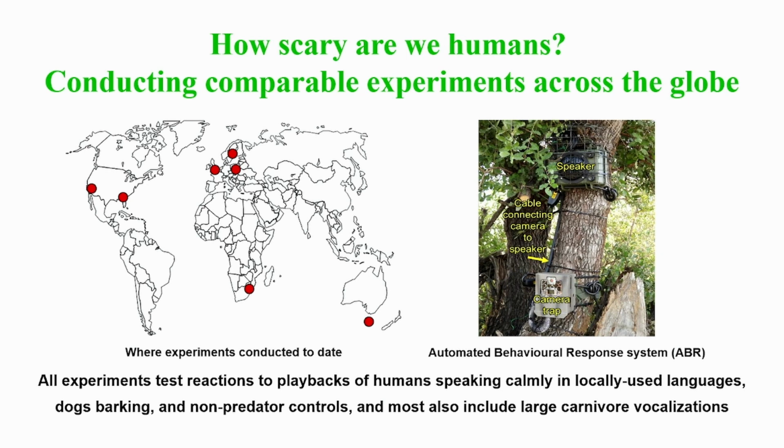Okay, so how scary are we humans? Well, we've been conducting a series of comparable experiments across the globe to test this using these automated behavioral response systems we developed that integrate an off-the-shelf camera trap with a custom-built speaker. Now, all of these experiments involve testing reactions to playbacks of humans speaking calmly in locally used languages, dogs barking, and non-predator controls, and most also include large carnivore vocalizations.